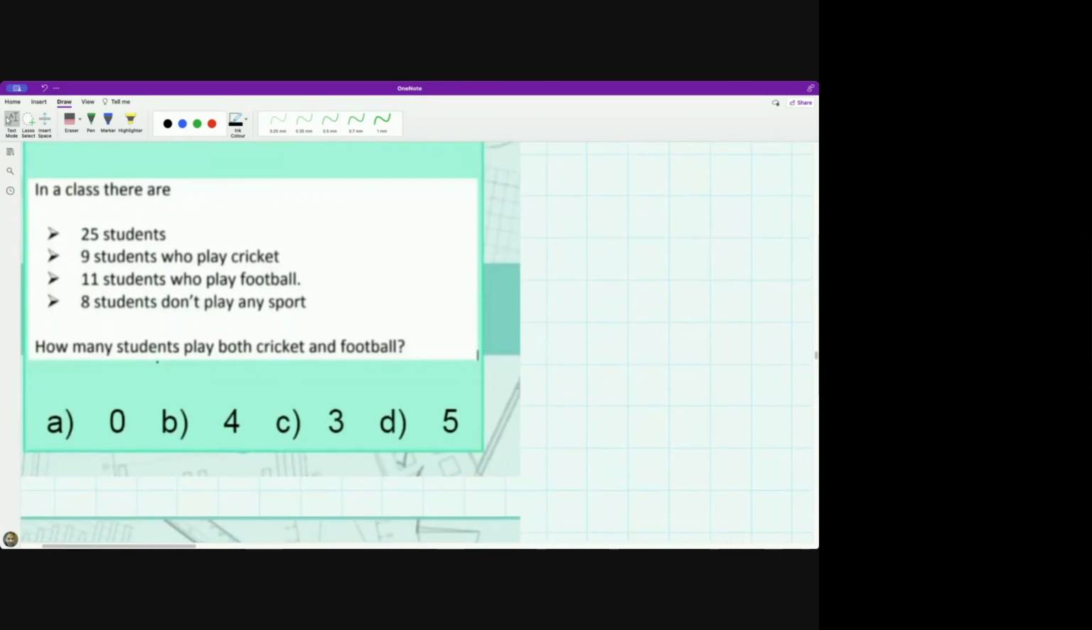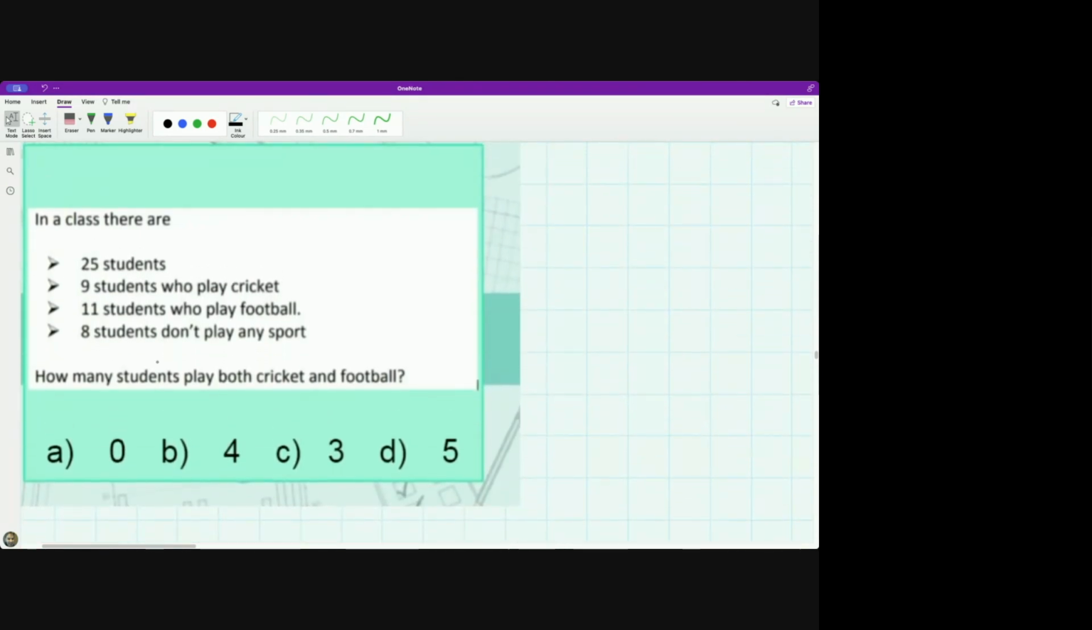Let's try and do this one. I'll give you a minute. Just say done when you've drawn the diagram and see if you can do it.